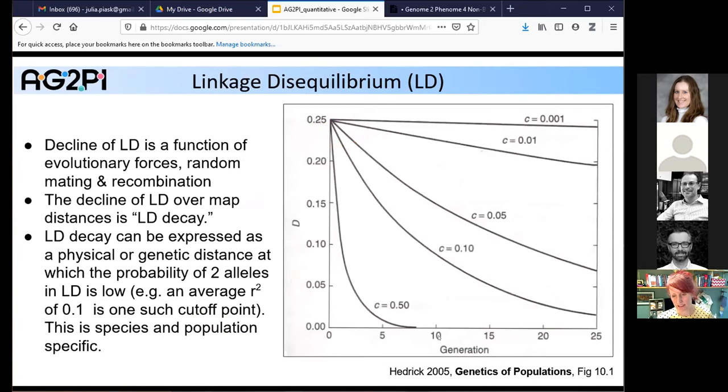And then this can decline. It's a function of all sorts of evolutionary forces like drift and random mating, and declines over many generations, and that's really based on the recombination frequency. That's what C is, so that stands for crossover frequency. So C equals 0.5, that's our unlinked genes. Well, there's still pretty high linkage disequilibrium in early generations, but the more generations, that's rounds of meiosis, that go on, it quickly declines, whereas with tightly linked genes, where there are very infrequent crossovers, LD is going to be very slow to decay.